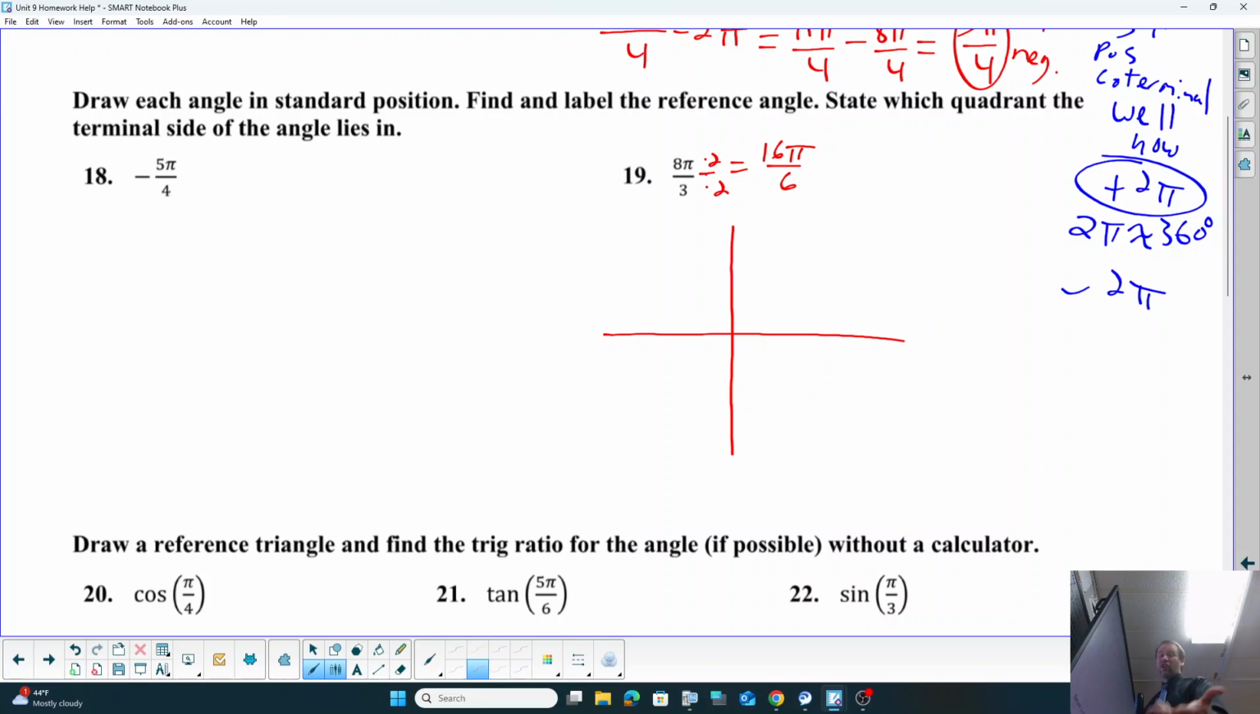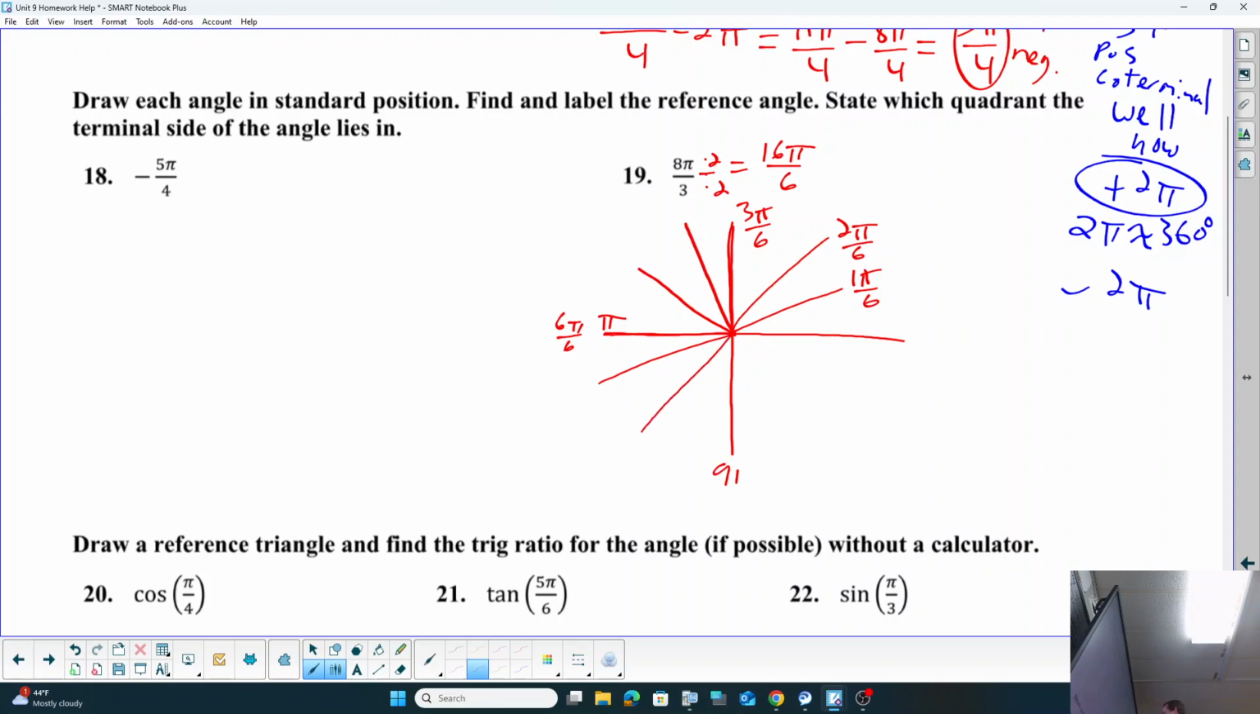And you could convert it to degrees if you really wanted to, and then find it and do it that way. I'd be fine with that. But I know that this is 1 pi over 6. This is 2 pi over 6. This is 3 pi over 6. 4 pi, 5 pi, 6 pi over 6, which is just equivalent to pi, or 180. 7 pi over 6, 8 pi over 6, 9 pi over 6. 10 pi over 6, 11 pi over 6, 12 pi over 6.